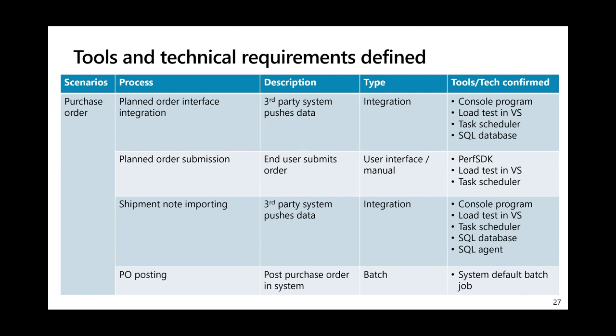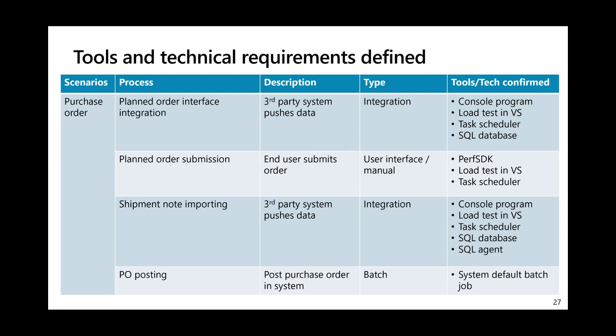So in this table, I have listed out what I need and what I should use during the development. There are three types: one is the integration, then user activity, and then the batch, which also refers to the process flow. Then I will outline and confirm the tools and techniques in each process.